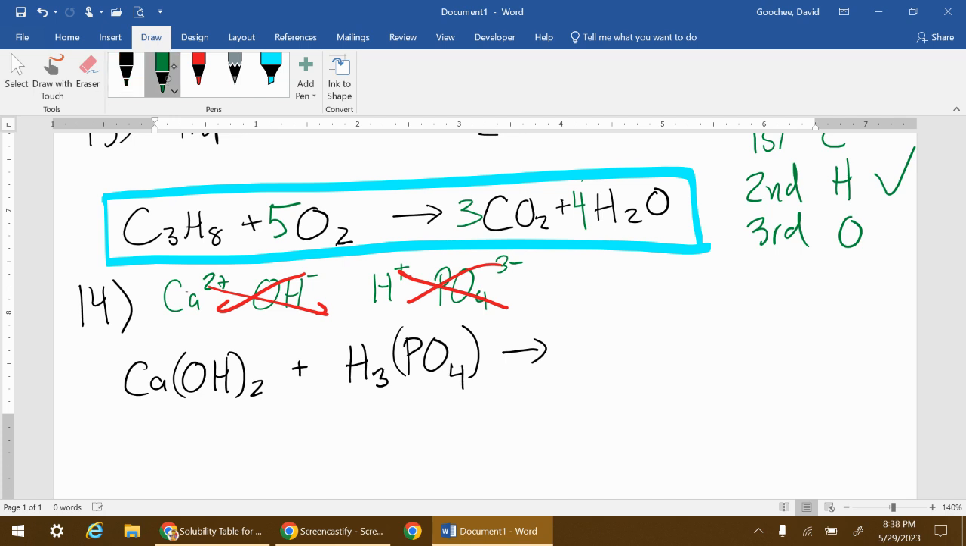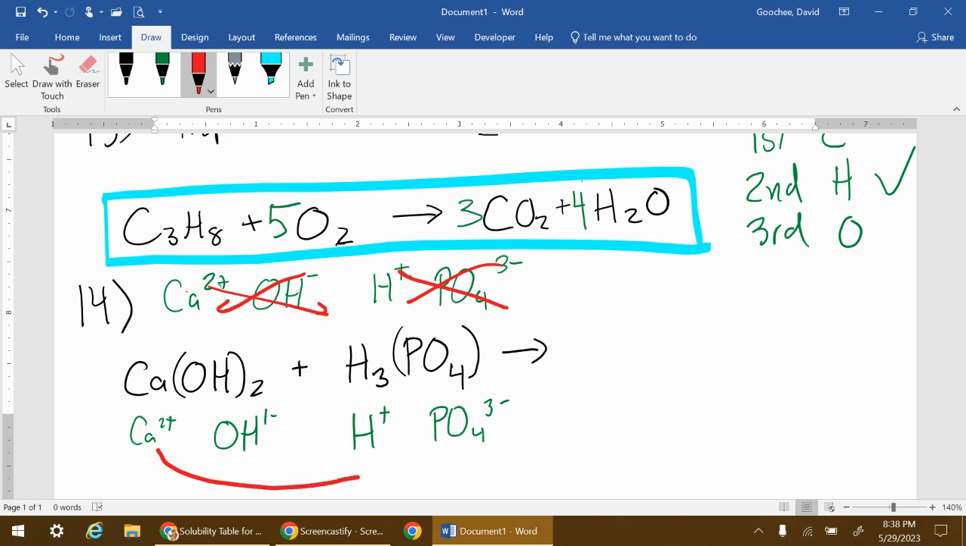So let's see here. This calcium is 2 plus. Hydroxide is 1 minus. Hydrogen is 1 plus. And phosphate is 3 minus. So let's make some new compounds. Calcium is going to go with phosphate because calcium is positive and phosphate is negative. Hydrogen is going to go with hydroxide, again, because you need to have a positive and a negative ion to make a compound.